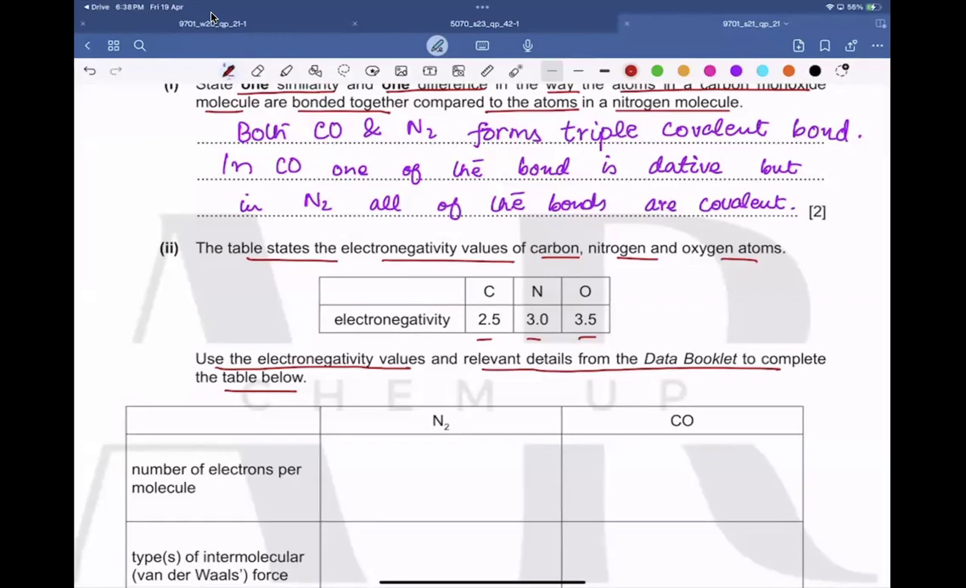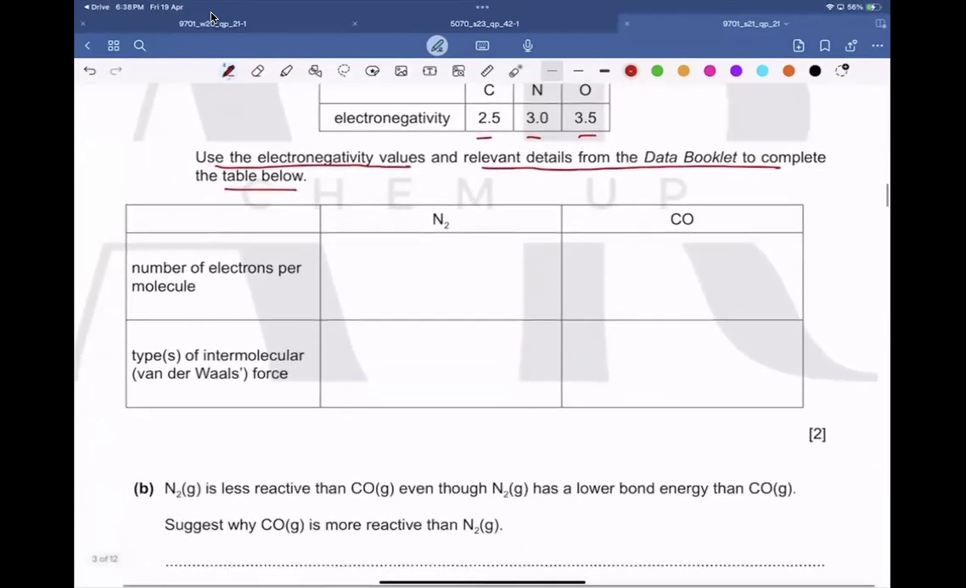Okay. So now there is no need of a data booklet. Instead, the information is provided to you along with the question, and the constants and periodic table are at the end of the paper where the periodic table and the constants are given. Number of electrons per nitrogen molecule. Okay, per molecule. So it's, I think, very easy to find.